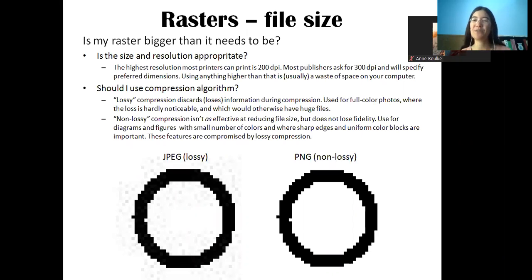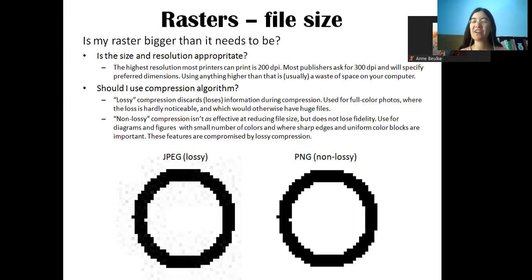This is usually what's used for full color photographs where this loss usually isn't noticeable and which would otherwise just be way too giant files. The non-lossy compression isn't as effective at reducing file size, but it doesn't lose fidelity. So this is preferably what you want to use for diagrams, figures, and other images with a small number of colors, where it's very important to maintain sharp edges and uniform blocks of color because these are compromised when you use lossy compression.